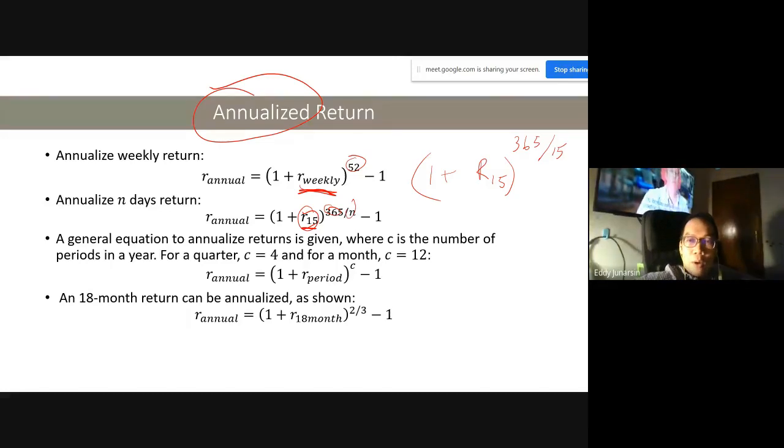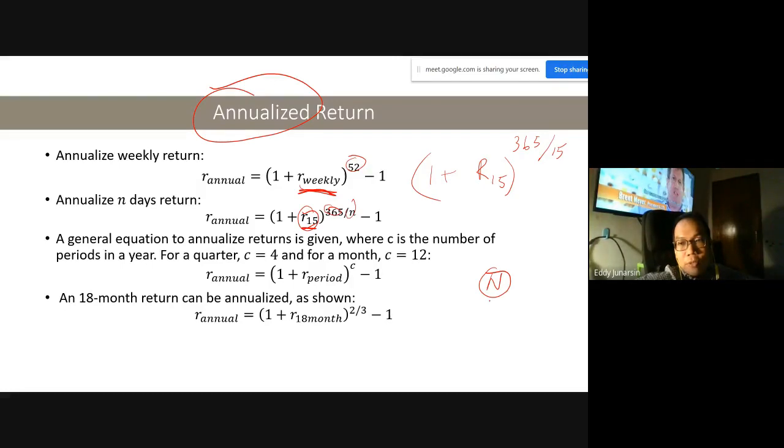So the power of n is the fraction of year. For example, if this is weeks, then we have 52 weeks. If this is days, we have 365 days. But here is an interesting one. So 18 months is more than 1 year.